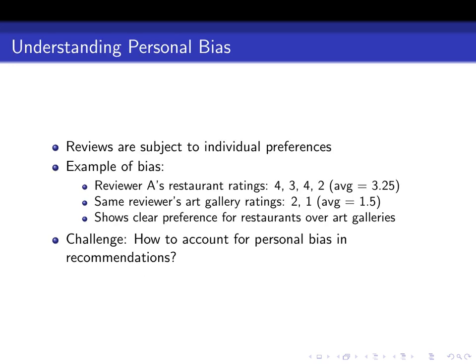One of the key challenges in working with review data is understanding and accounting for personal bias. Let me show you a concrete example. Consider a reviewer who rated 4 different restaurants, giving them scores of 4, 3, 4, and 2, resulting in an average of 3.25. The same reviewer visited 2 art galleries and gave them ratings of 2 and 1, averaging 1.5. This clear difference in ratings suggests a personal preference for restaurants over art galleries. Understanding these biases is crucial for building effective recommendation systems.